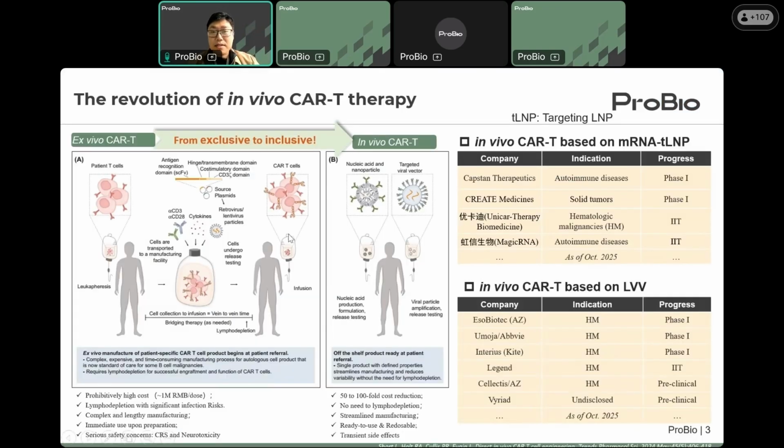I think Dr. Xuan has already shown this slide for you, and I don't want to waste time here. Just so you know, in vivo CAR-T is rapidly growing, and people are paying more and more attention to it, because mRNA-tLNP has a lot of advantages over the conventional approaches.